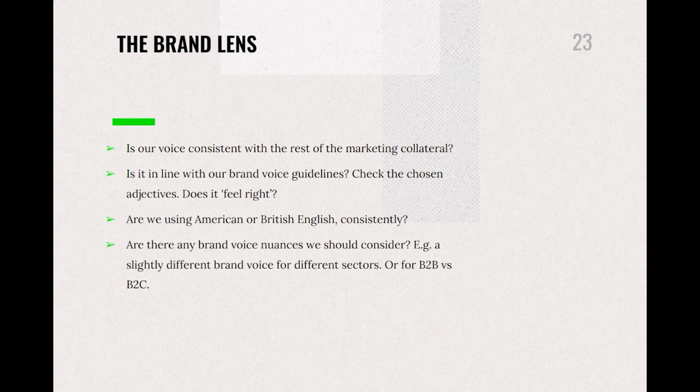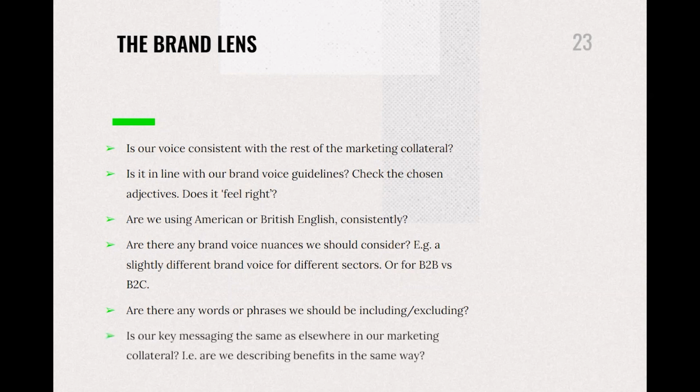Are there any brand voice nuances that we should consider, like a slightly different brand voice for B2B or B2C sectors or departments of that brand? Are there any words or phrases we should be including or excluding, which you might find in brand voice guidelines? And is our key messaging the same as elsewhere in our marketing collateral? So beyond just the voice, are we describing those benefits in the same way? There needs to be consistency there.